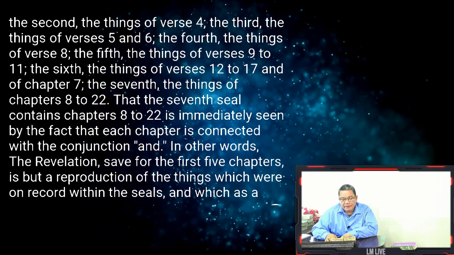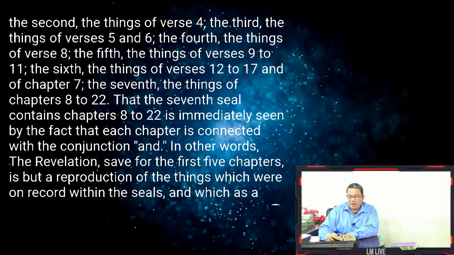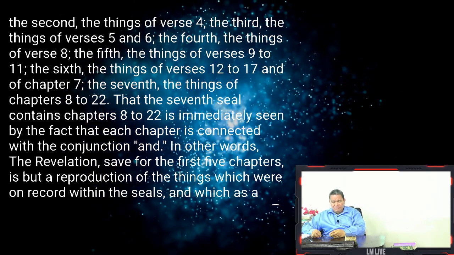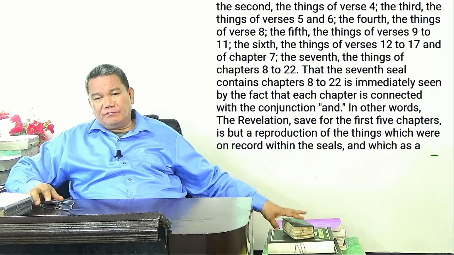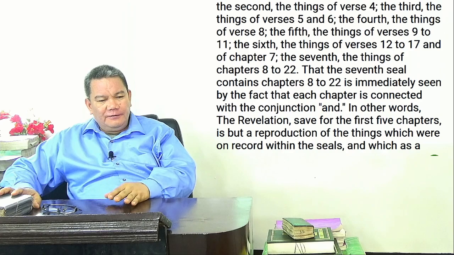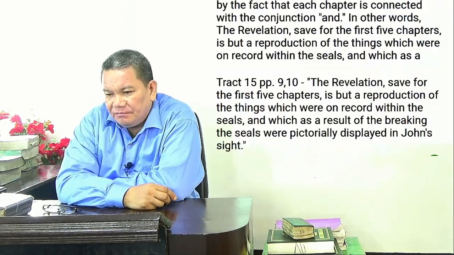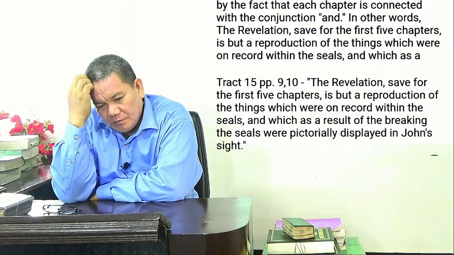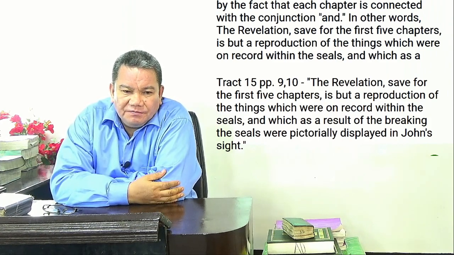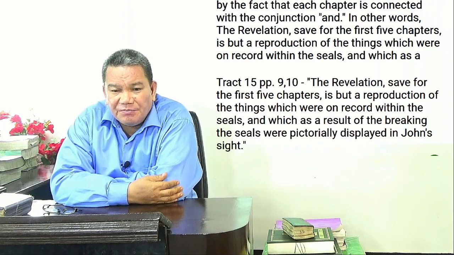So if chapter 8 to 22 is a reproduction of the things which were on record within the seals, so the entire seven seals on chapter 6 must be reproduced on chapter 8. There is quite a difference between the seven seals on chapter 6 and the seven seals on chapter 8. The seven seals on chapter 6, it is the seventh seal which is not mentioned. But the seven seals in chapter 8, it is only the seventh seal that is mentioned.